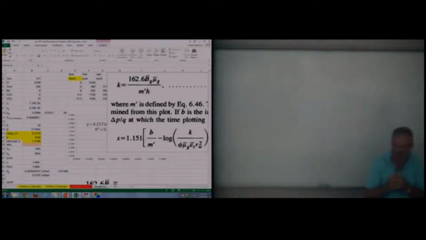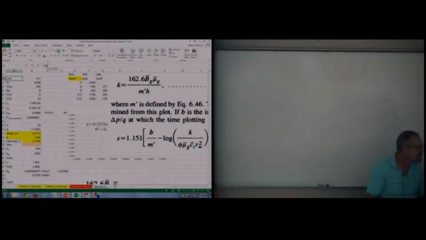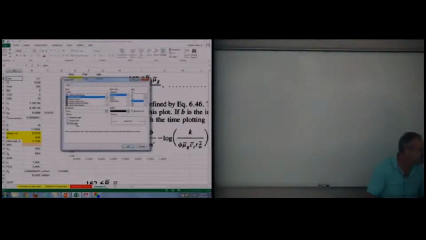So although it says average there, we're probably going to be using initial gas compressibility and initial gas viscosity. I don't think we've calculated those terms yet. Seems like a lot of my work's gone here, or I never did it.